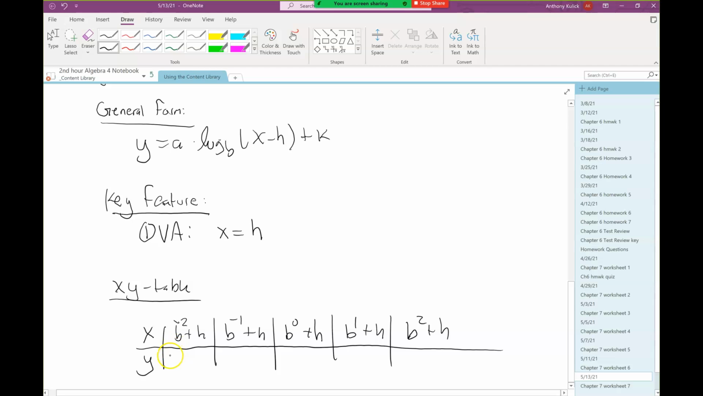And then our y coordinates are going to be negative 2a plus k, negative 1a plus k. I'll put the 0a plus k just to keep the pattern going. 1a plus k. 2a plus k. Notice the exponent on the b is going to be the same as the coefficient on the a.